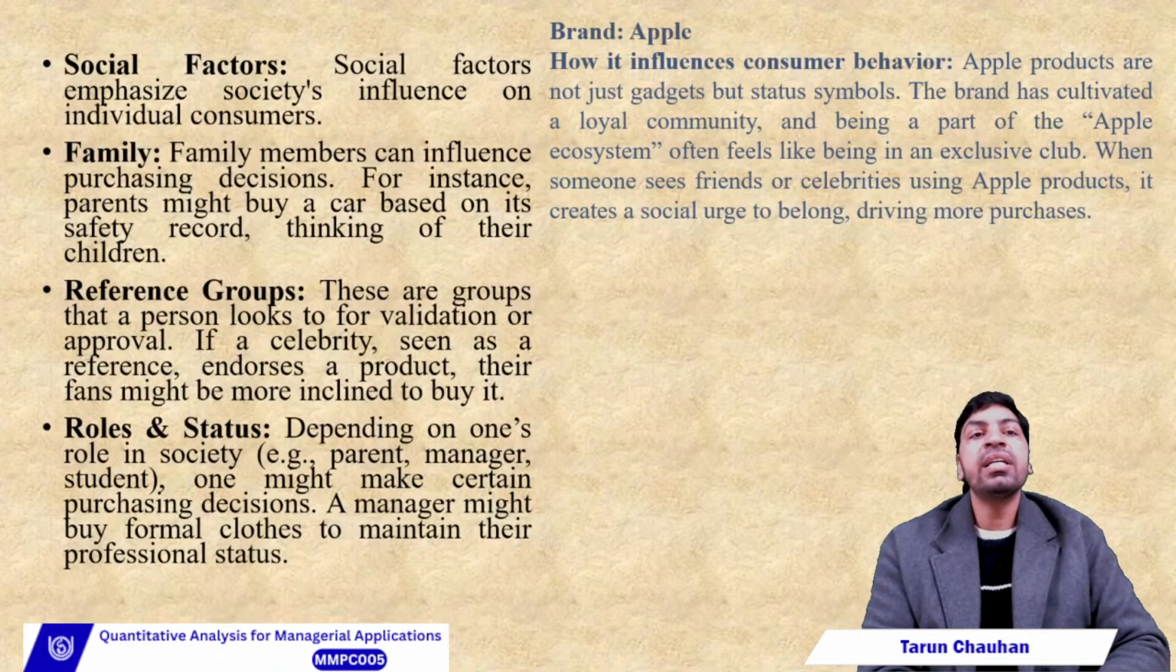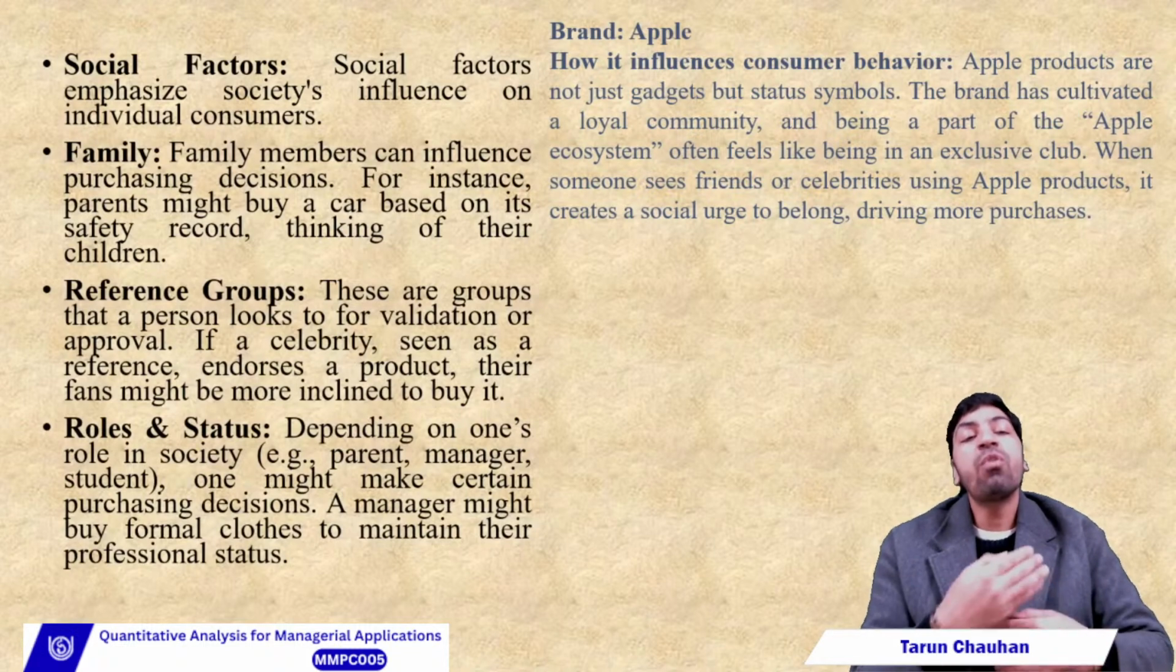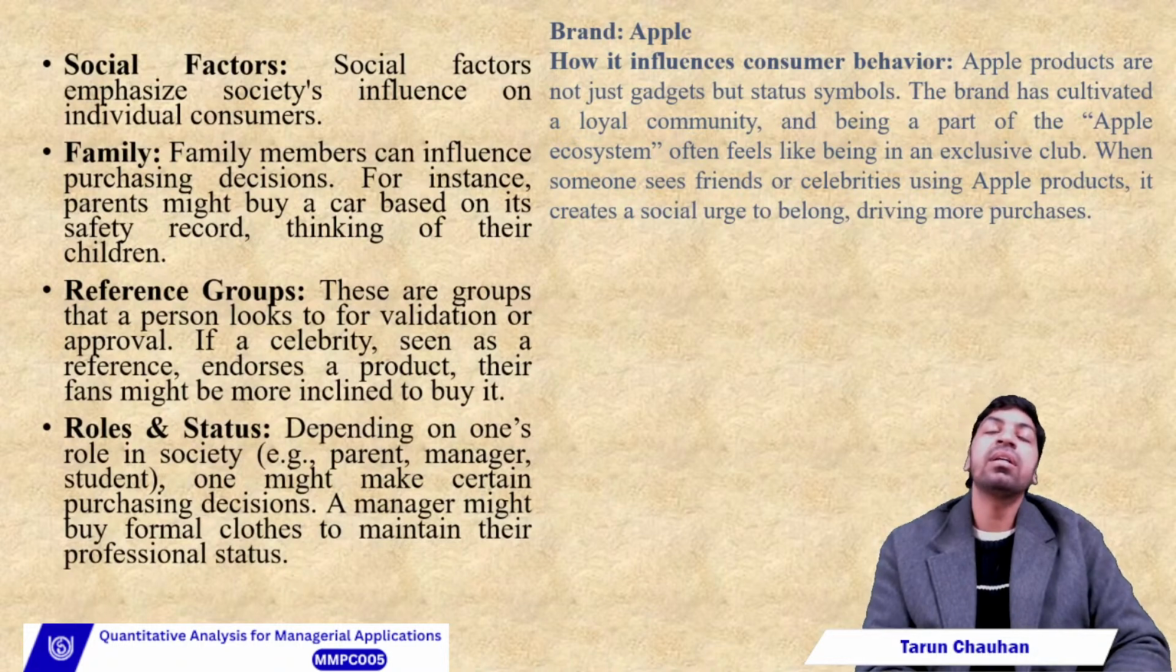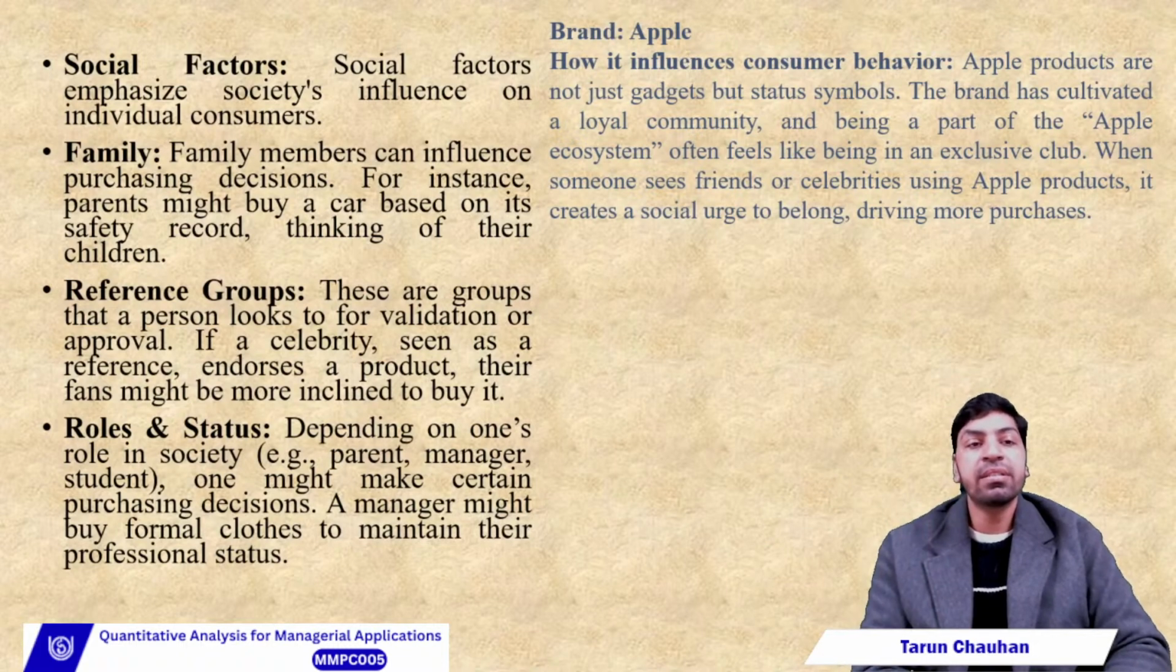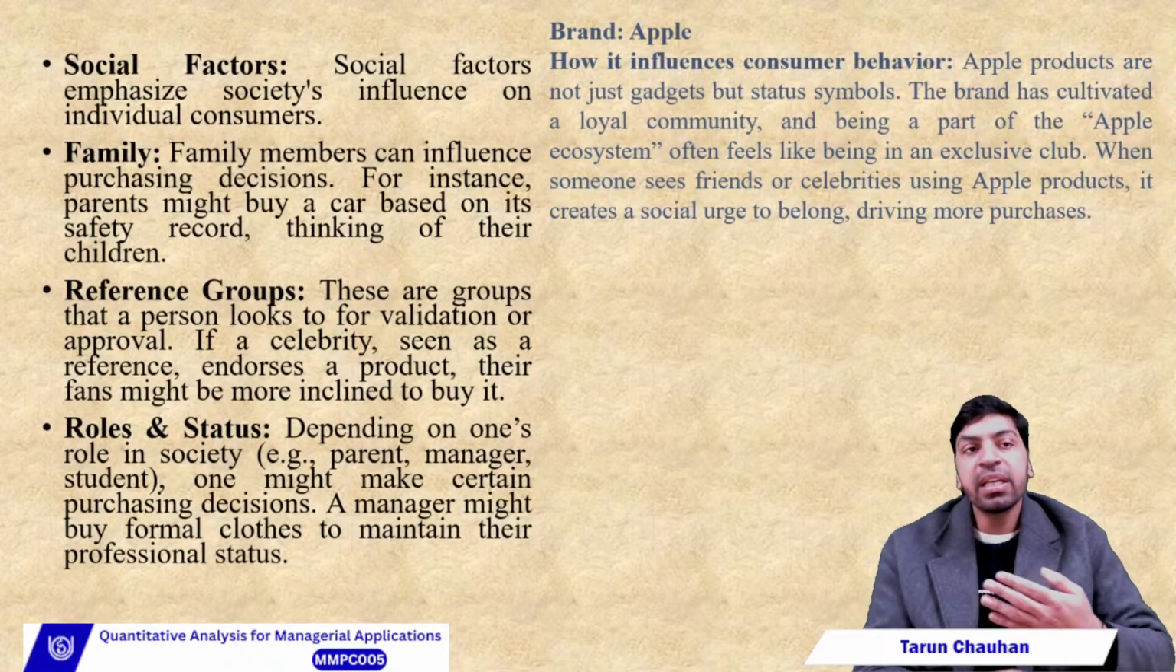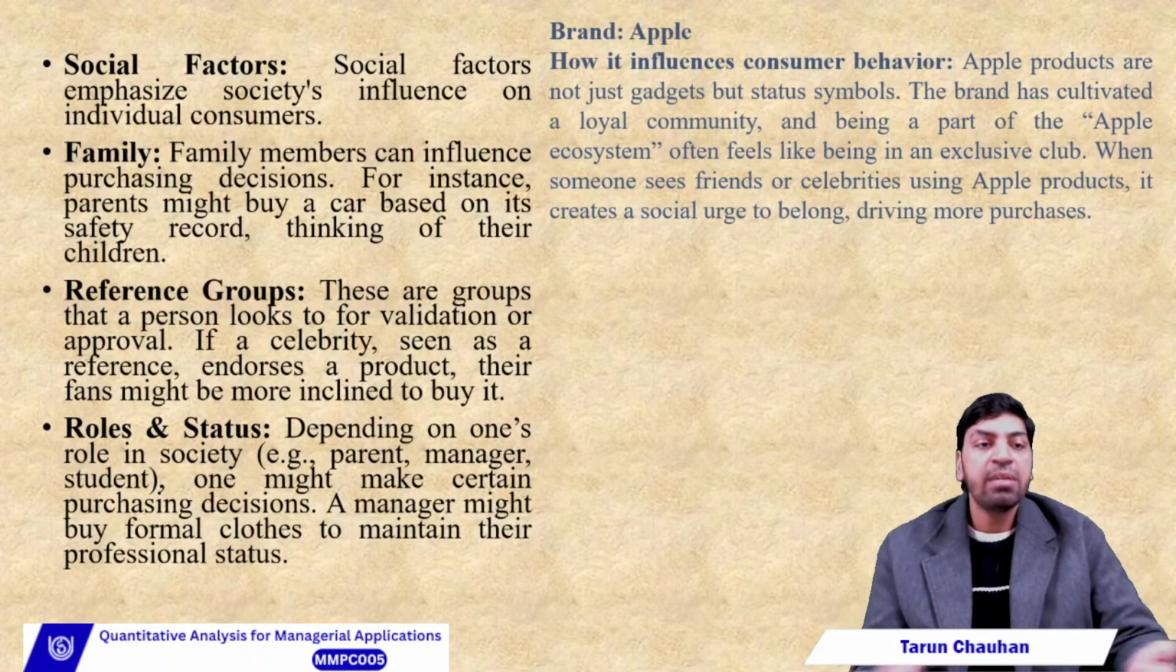Next factor is social factors. Social factors focus on the influence of society on individual consumers, and they are divided into three main parts: family, reference groups, and role and status. Family members can influence purchasing decisions. If parents want to buy a car based on safety records, thinking of their children, that automatically belongs to society.